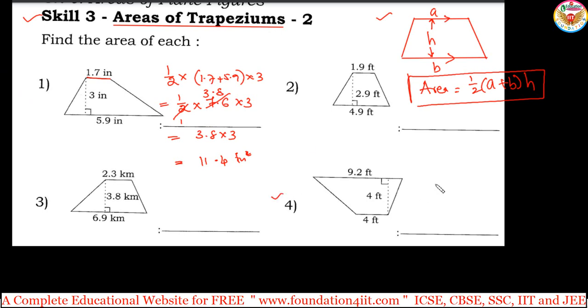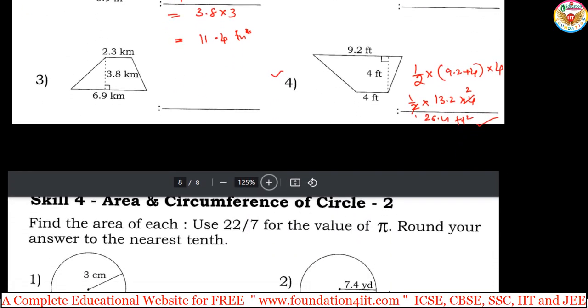For example, the fourth one: 1 by 2 into a plus b, 9.2 plus 4, into the distance between them, which is 4. 9.2 plus 4 is 13.2, into 4. 2 ones are 2, 2 twos are 4, so 13.2 into 2 gives 26.4 square feet. Use this formula for the area of the trapezium to solve this worksheet, and get the continuation problems from the worksheet and calculate.